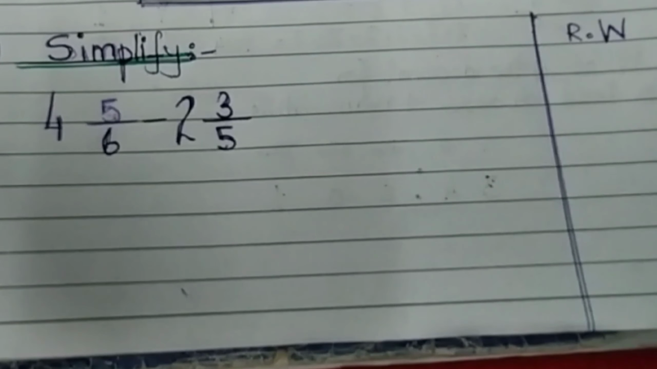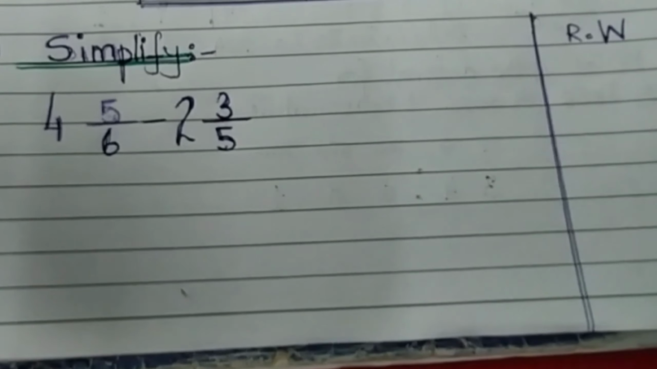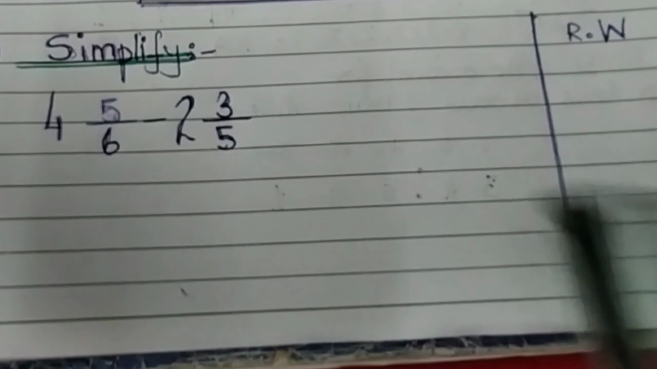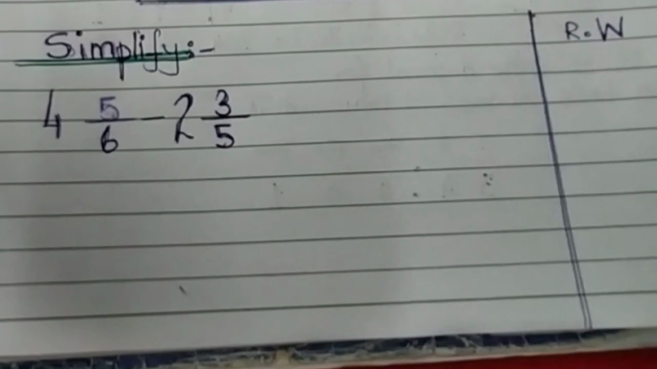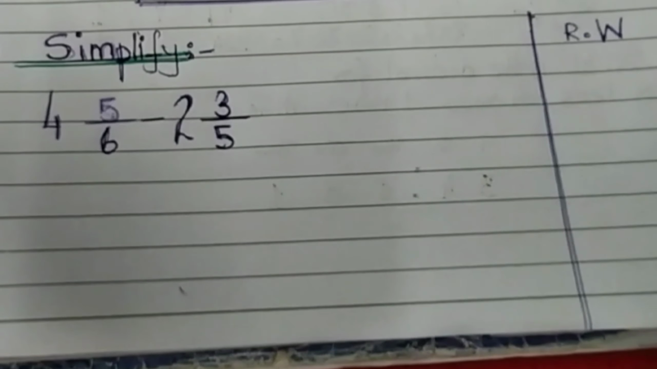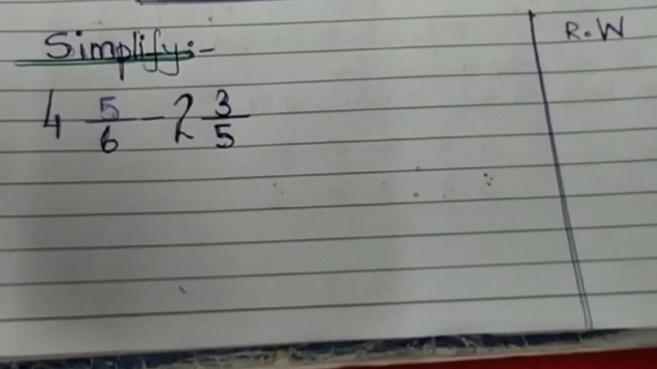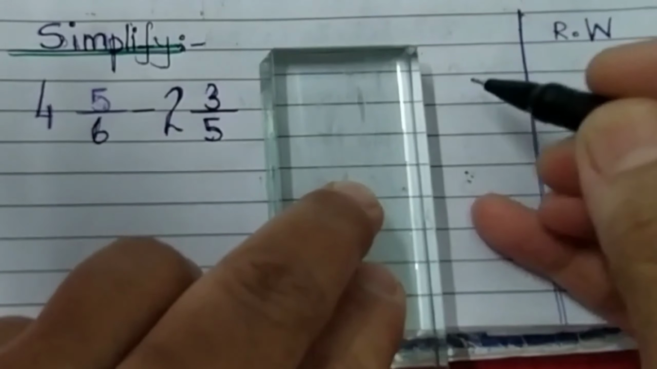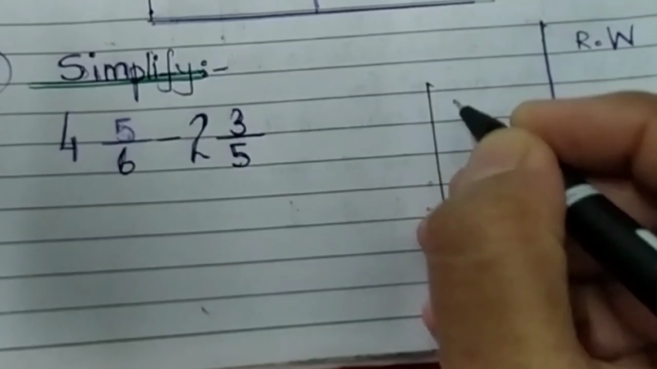4 whole 5 upon 6 minus 2 whole 3 upon 5. What do we have to do here, children? We will have to find out the LCM. Since I'm very much away from the working column, I feel I should do my LCM here. Okay, so I'm going to find out my LCM.